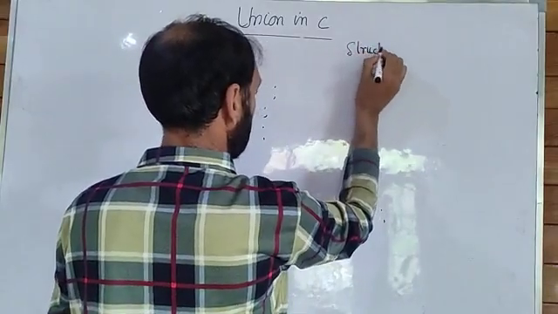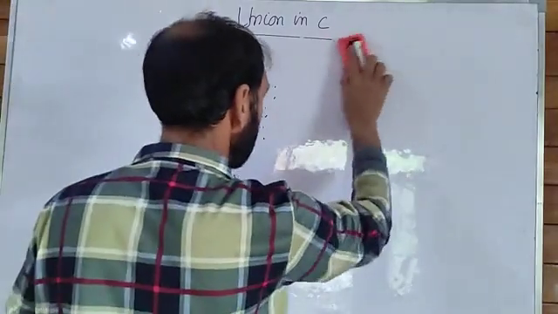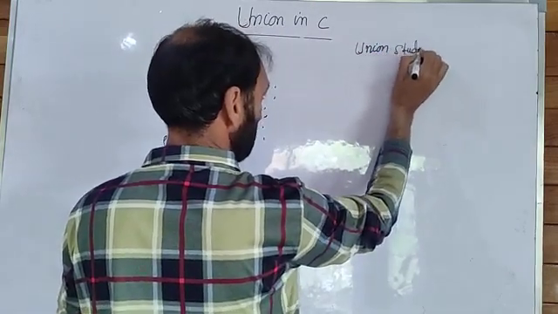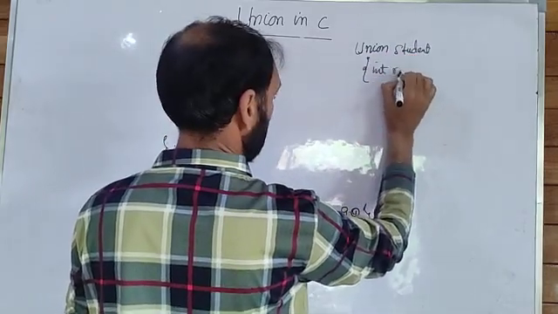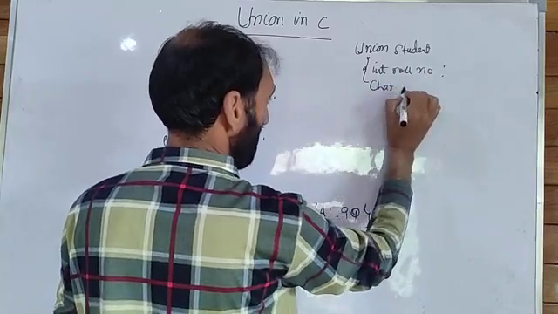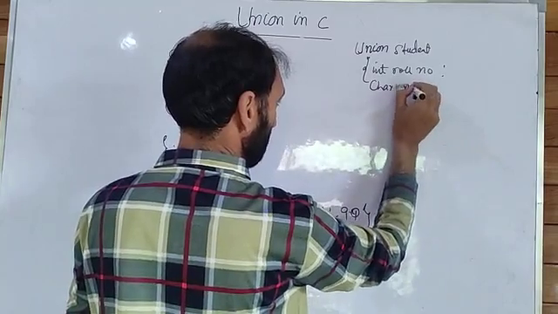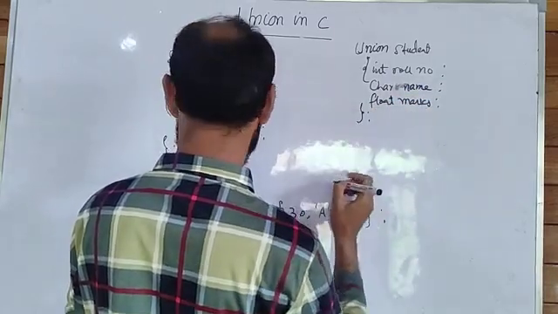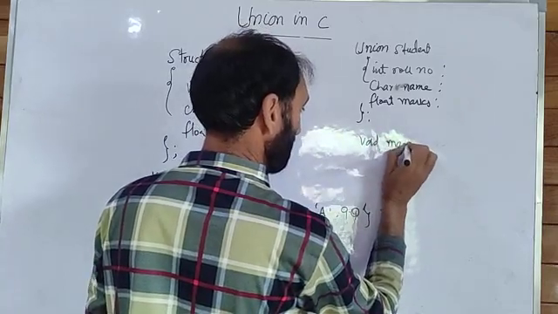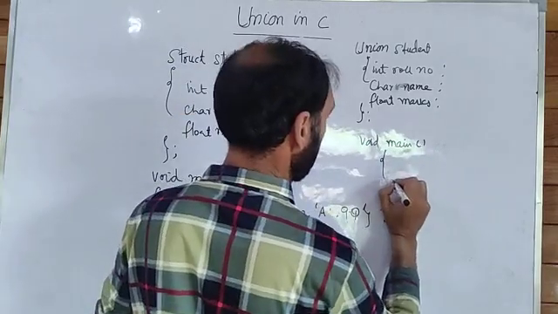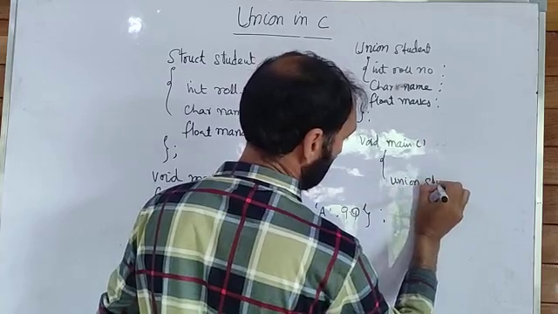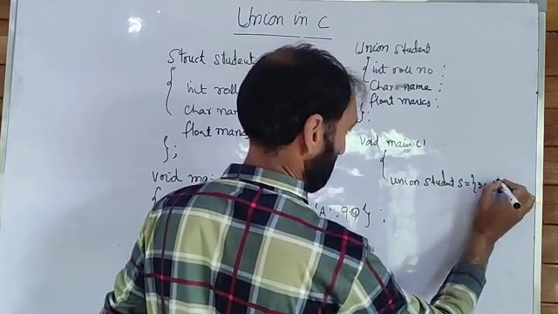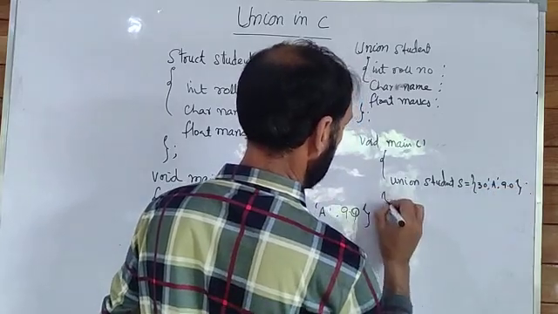I will define this. The difference is, union student { int roll number; char name; float marks; }; union student s = {30, 'A', 9.0}. That is it.